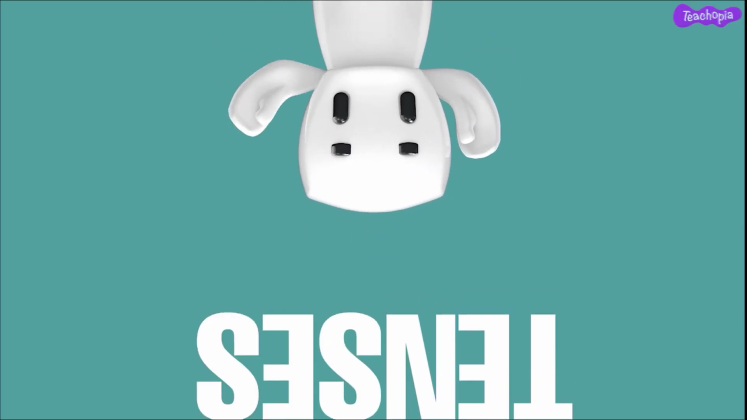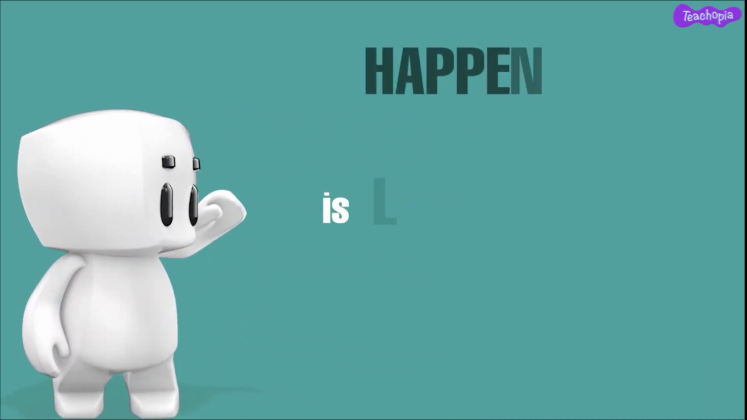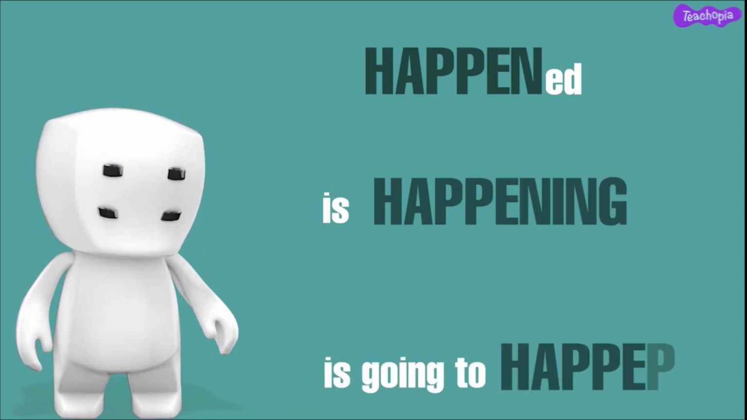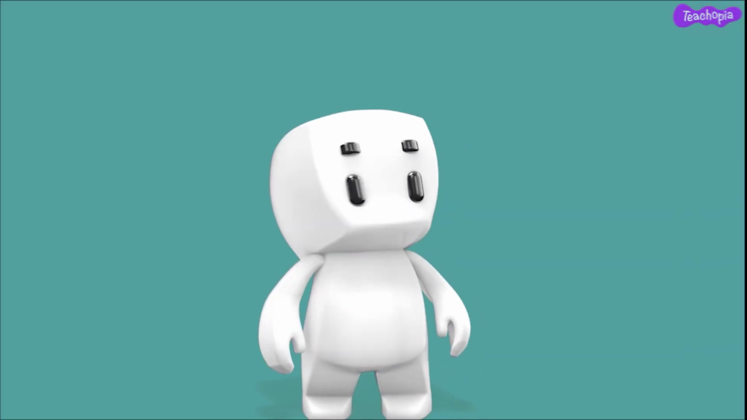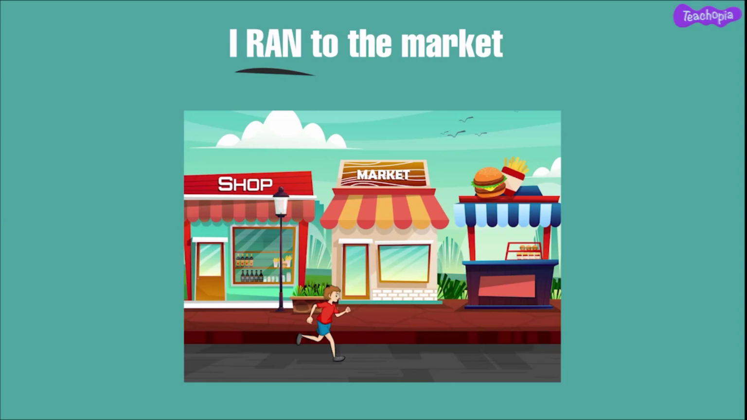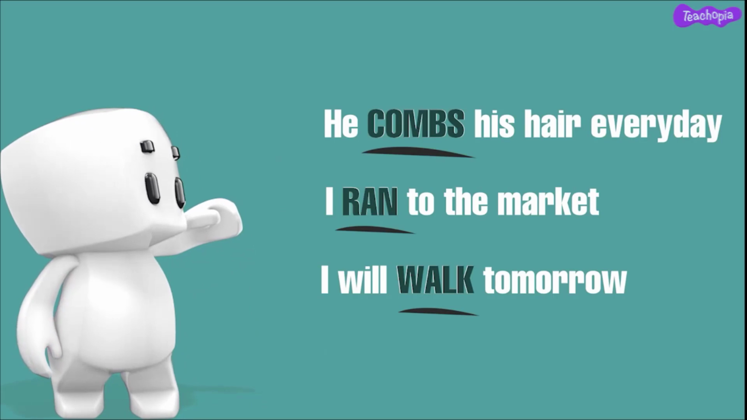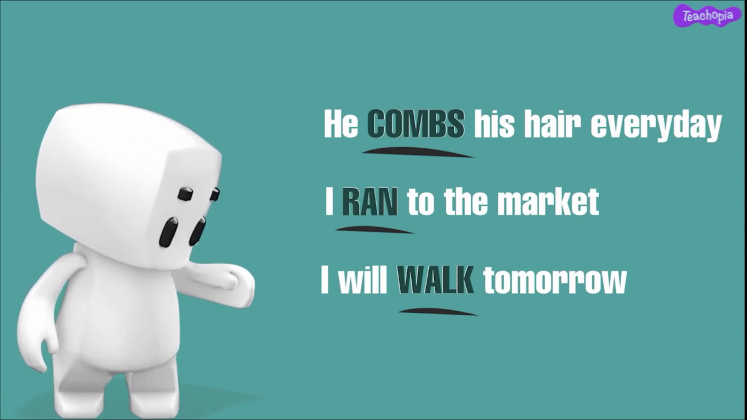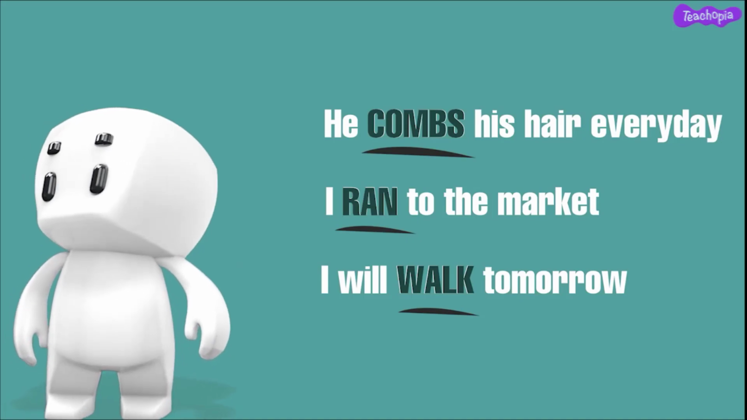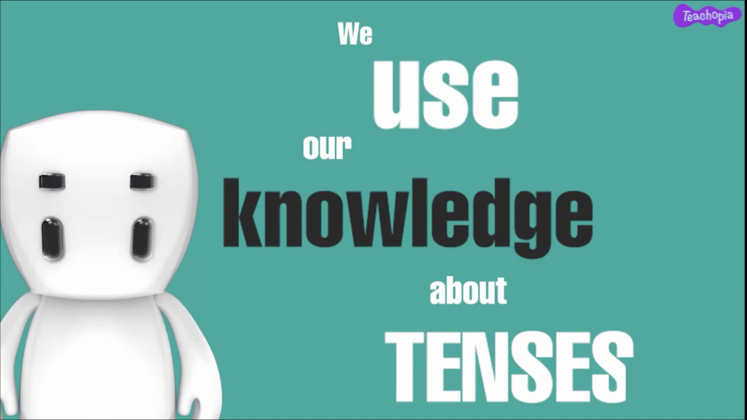Today, we are going to learn about tenses. How do tenses help us? Tenses help us understand when an action has happened, is happening, or is going to happen. Look at these sentences. He combs his hair every day. I ran to the market. I will walk tomorrow. All of these sentences have action words. But how can we find out when they have happened? We use our knowledge about tenses to find this out.